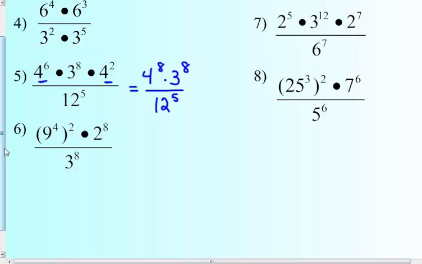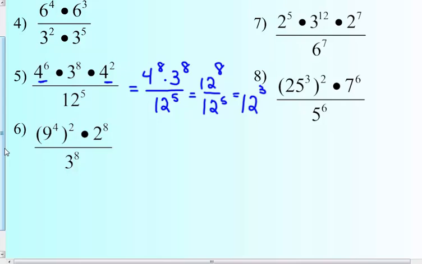Okay, now I have a power of a product, because the powers are the same, the eighth. So I can do my product first. 4 times 3 is 12 to the eighth over 12 to the fifth. So now I have a quotient of a power. Keep the base, same base, subtract those exponents. So that simplifies to 12 to the third power, number 5.